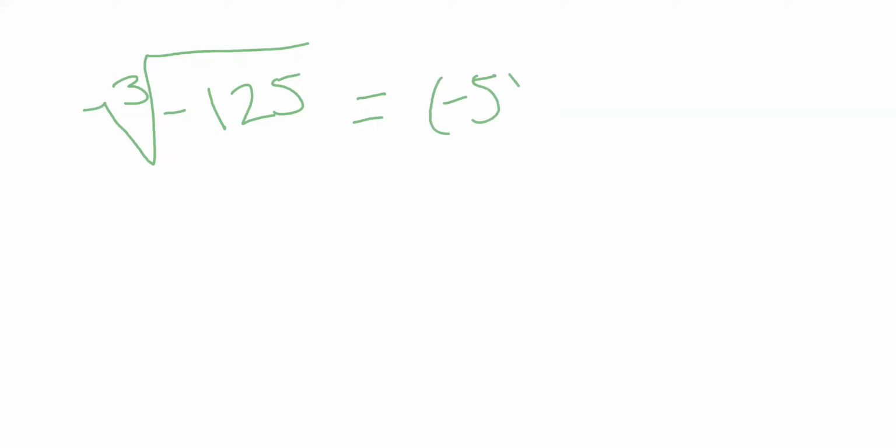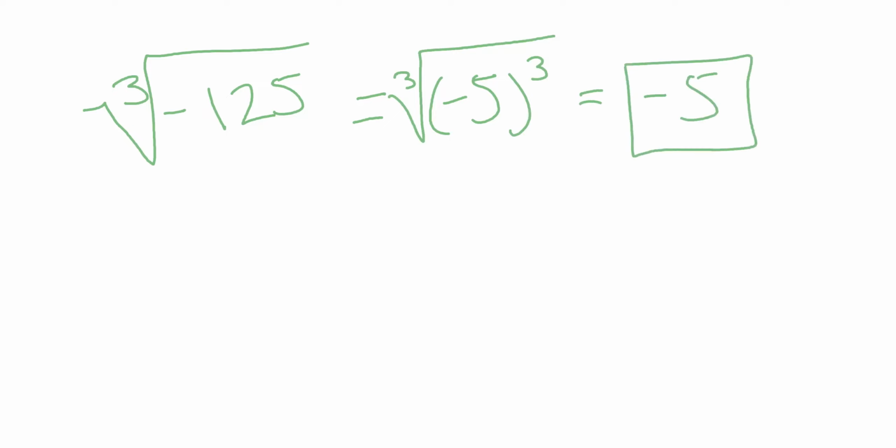Next example is going to be another third root of negative 125. Here our negative sign is inside the radical, but that's okay because the index of our radical is an odd number. Okay, so it's okay that we have negatives inside. So we just need to figure out if we have any repeat factors here. 125 is actually negative 5 to the 3rd. So we've got the third root of negative 5 to the 3rd. So this answer is just negative 5.